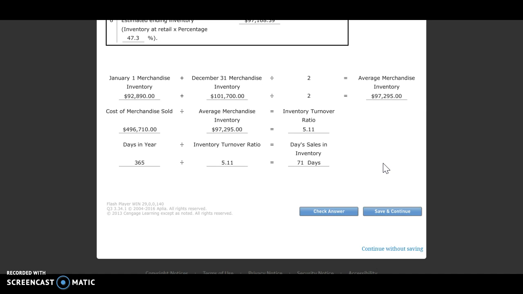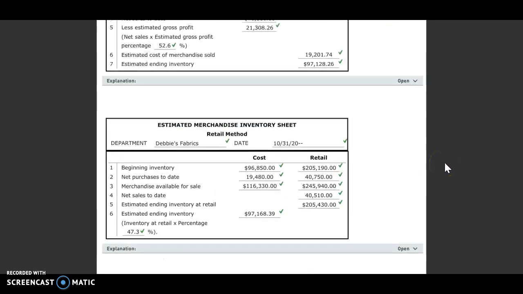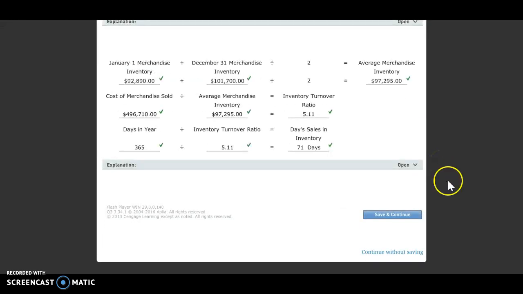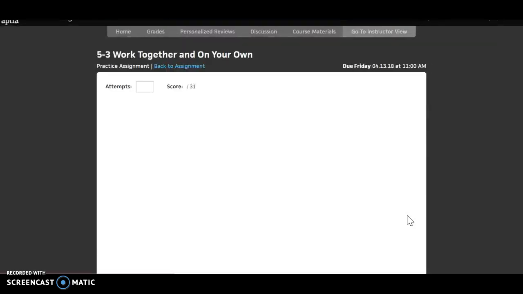Okay. So that was it for 5.3. I'm going to say check answer. Make sure we have everything in. Looks good. And you can now do the 5.3 on your own.